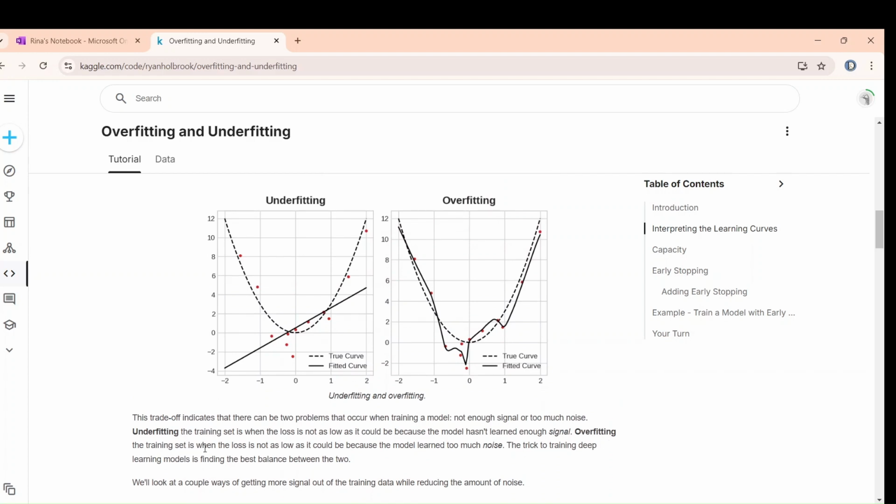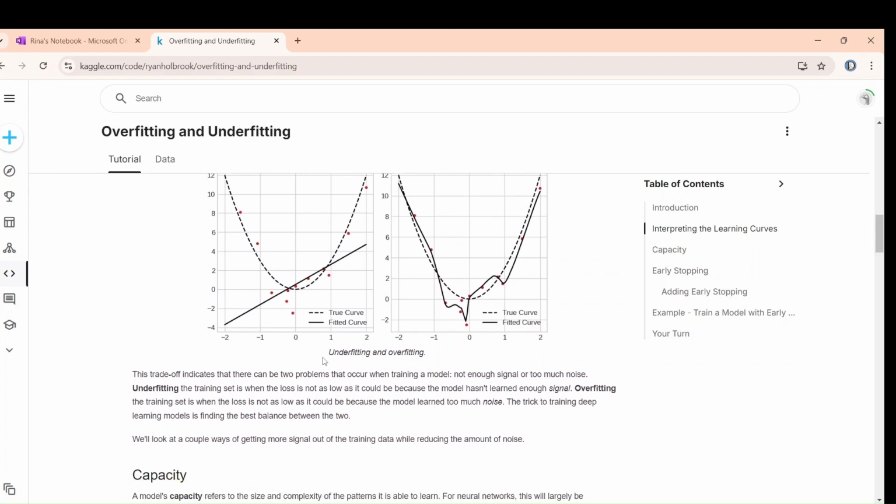Why overfitting? Because the loss is not as low as it could be because the model learned too much noise. These are some noise data points. See, these are just noise data points. So what happened? The model has learned the noise so much that here also the loss is not getting reduced.